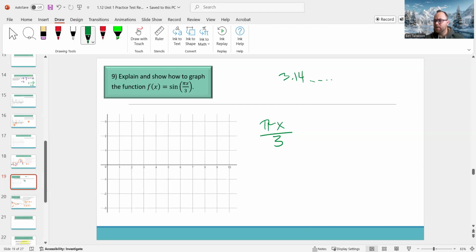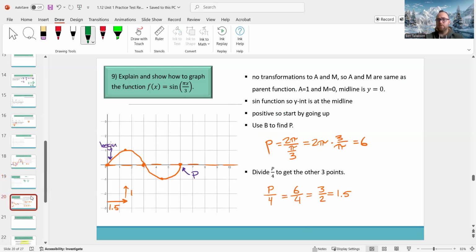So what would b be? Well, you can put the x at the end, so b is pi over 3. We're going to use that to graph and explain this because really that's the only transformation. There's nothing changing over here. A is 1, m is 0, so midline's at y equals 0. A is 1, amplitude is 1, mid to max, mid to min.